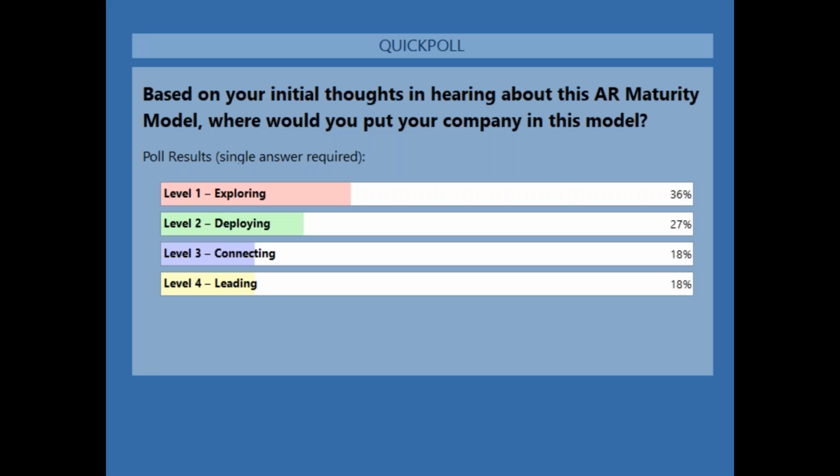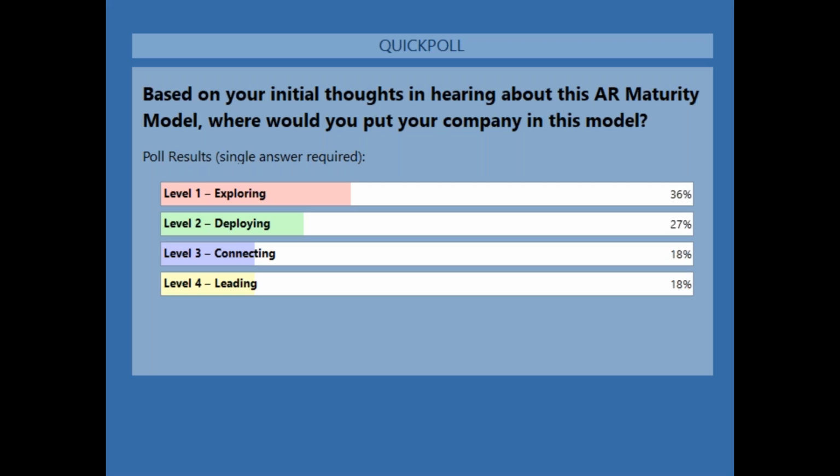Fantastic. So I think we have some poll results now. Mark, are you going to be able to share those for us? Okay, they should be shared. Can you see them? Yes, we're seeing them, Mark.